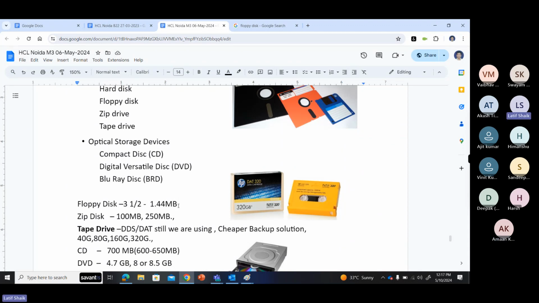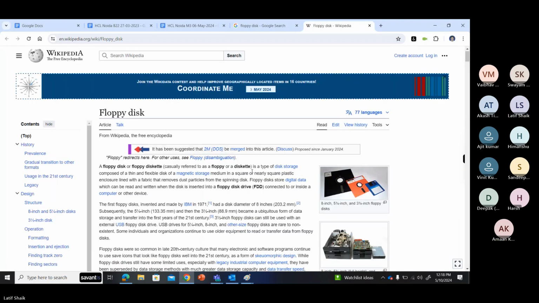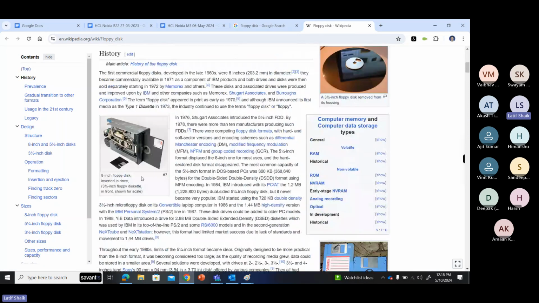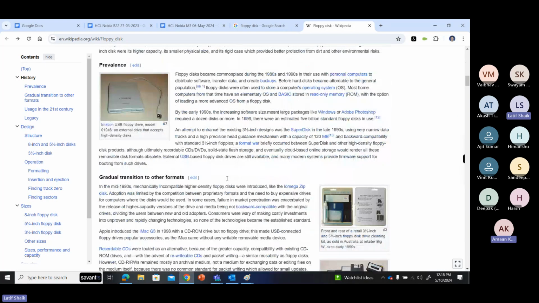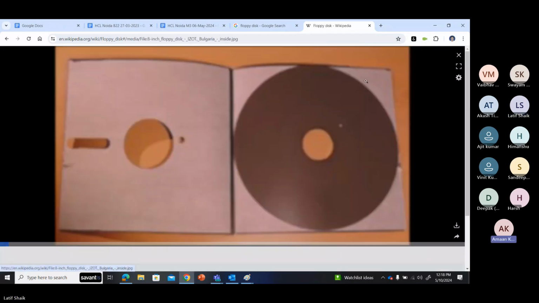When I was in my diploma, all my project data was stored in floppy disk only. For taking printouts, to transfer the data from one system to another system, we used floppy disk. Okay. Internally, you can also try. Again, there is a floppy disk drive. Inside of this floppy disk, there is a magnetic material where data is stored.